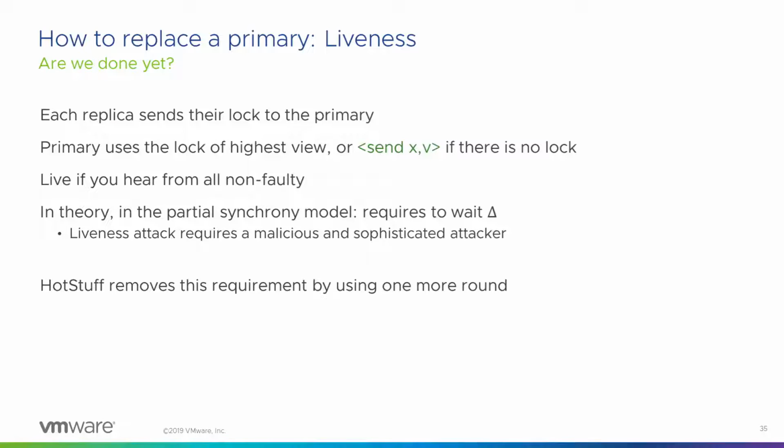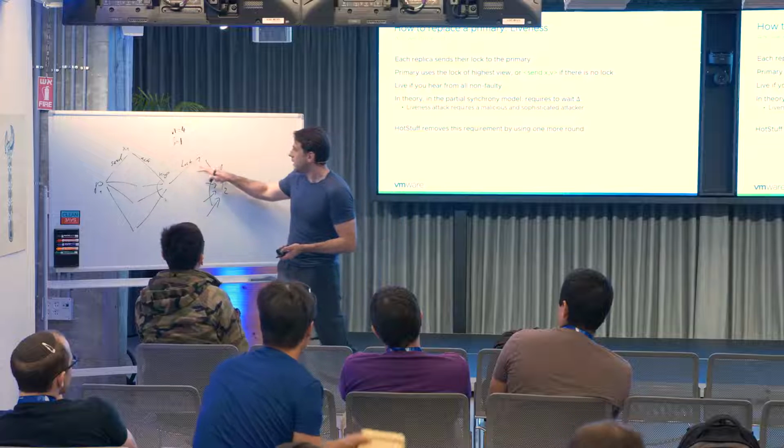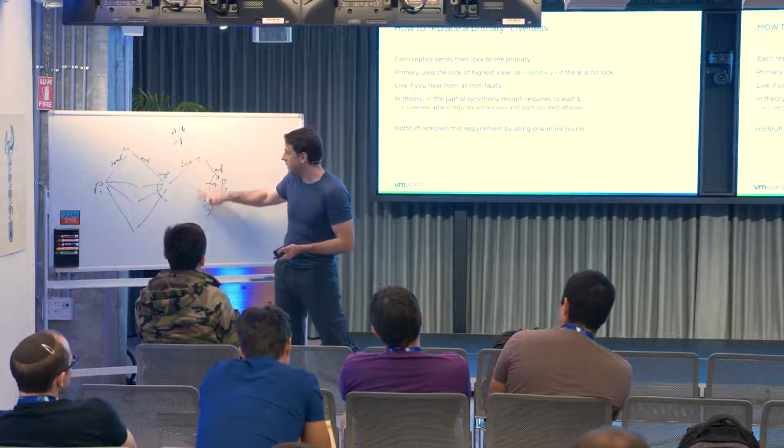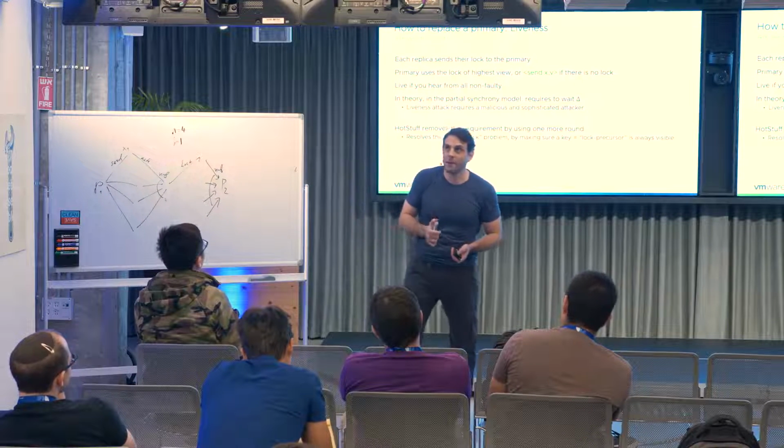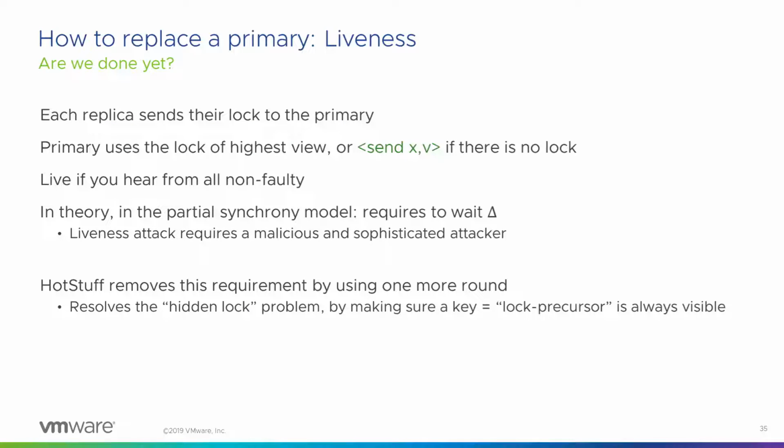And this is kind of what the HotStuff protocol does. It basically removes this problem of a hidden lock. So this is here an example of a hidden lock where this one honest participant has a lock, and I don't hear this honest participant. So the idea in HotStuff is basically to remove this hidden lock problem by running one more round. So now that we're running one more round, what happens is I know that if any one of you has a lock, there's a large number of people that has kind of a precursor to this lock. Let's call this a key.